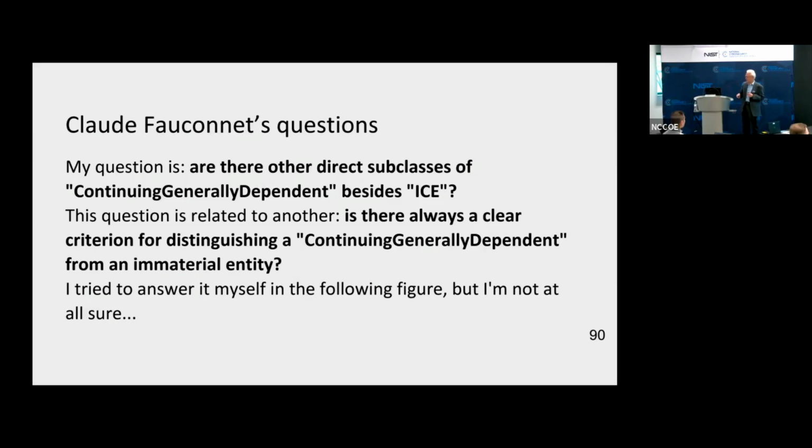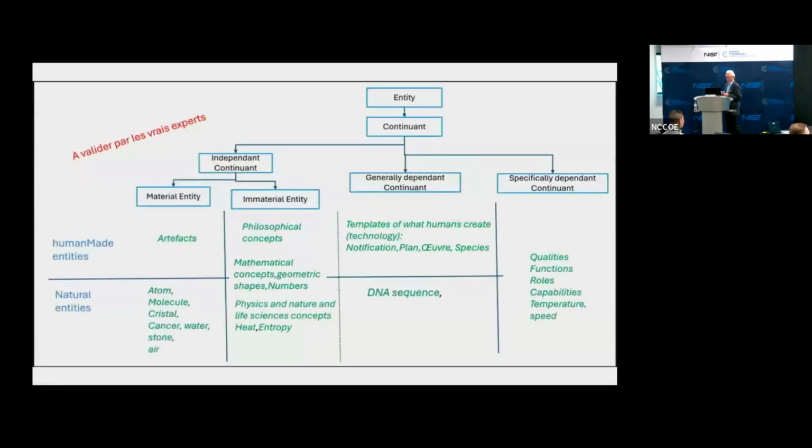And now Claude wants to know, are there other kinds of dependent continuants? And he created this chart, which I'm using as a starting point now for understanding questions like this. So first of all, Claude distinguishes, wants to know, I guess this is the modality that we're speaking in now, are there human-made entities which fall under the BFO universal material entity alongside natural entities?